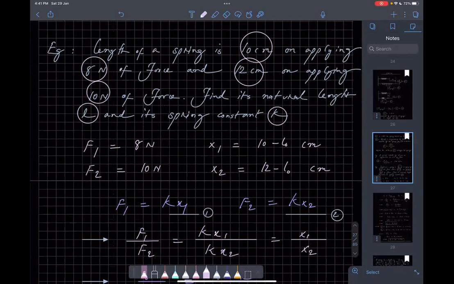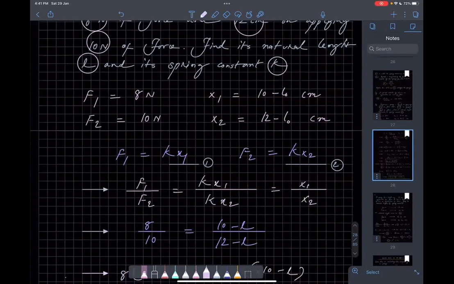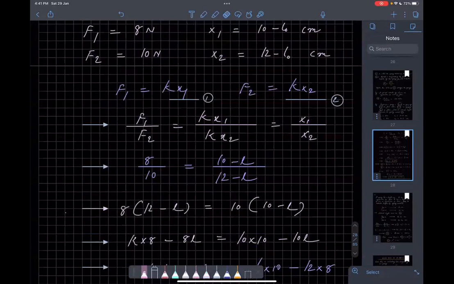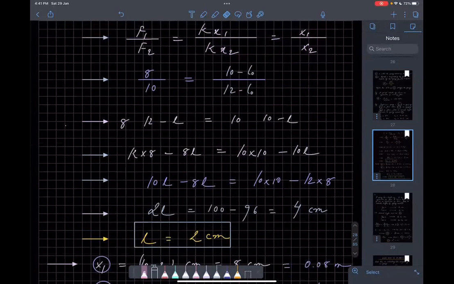So you know that F1 is equal to kx1 and F2 is equal to kx2. So F1 by F2 is equal to kx1 by kx2. So F1 by F2 is x1 by x2. Clear? So 8 by 10 will be equal to 10 minus L naught by 12 minus L naught. So if you take the common, what will you get? 8 into 12 minus L naught.